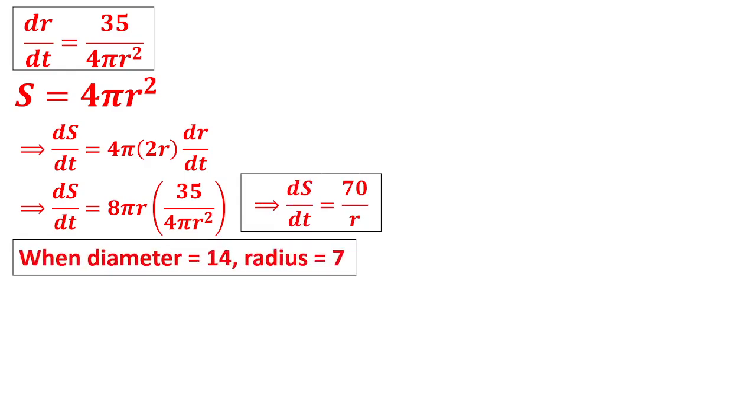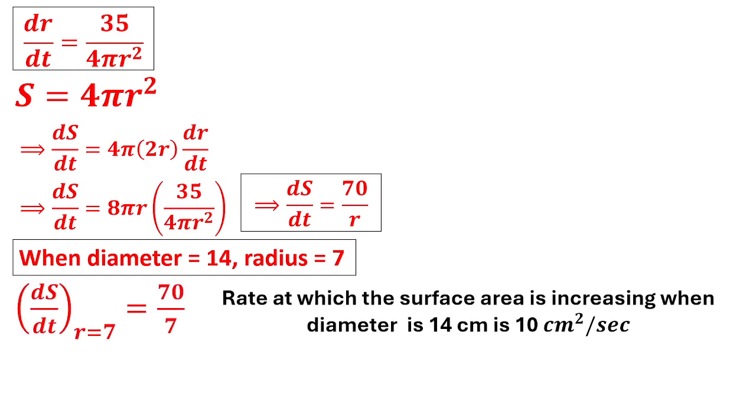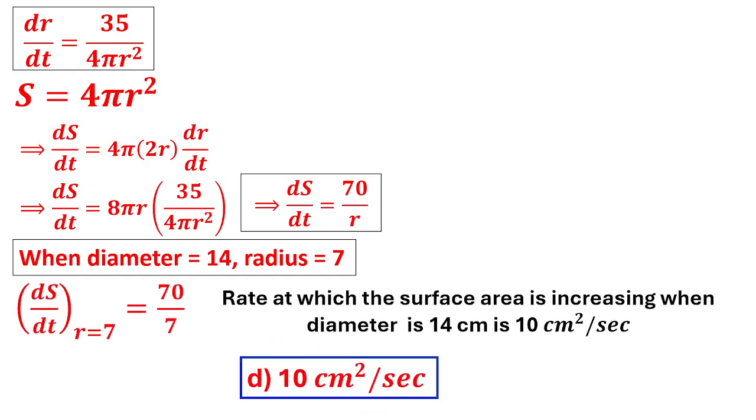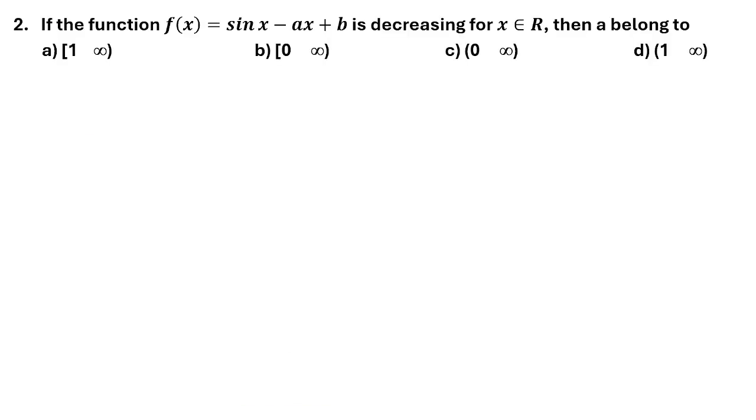But they want the rate of change of surface area when diameter is 14. Be careful over here. They have given diameter 14, but we have to substitute for radius. Radius 7. Therefore, 70 by 7. Therefore, the answer is 10. It is 10 centimeter square per second. Therefore, option D is correct. Let us go to the second question.